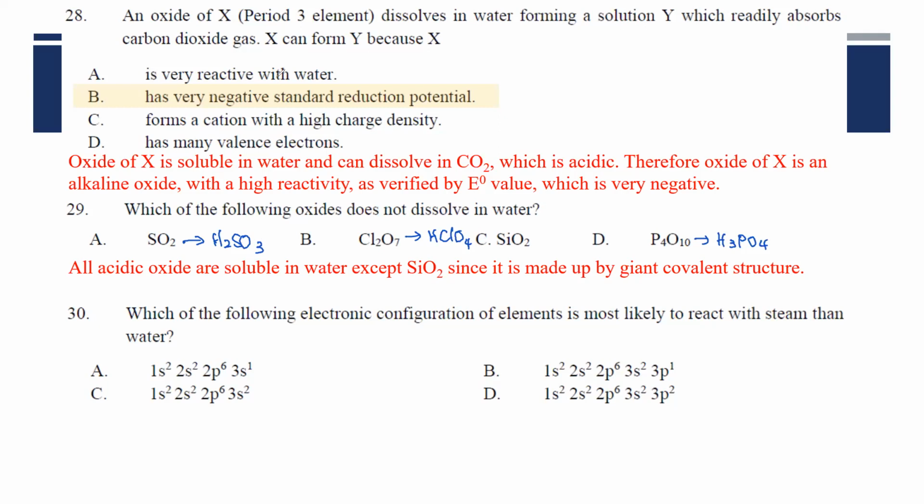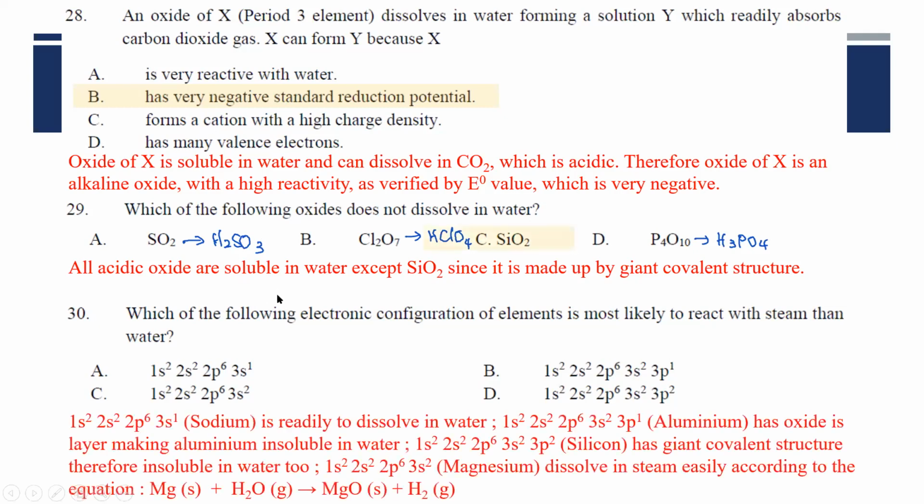And then number 30, which of the following electronic configurations of elements is most likely to react with steam to form water? In here, it is usually group 2, as we already learned. So it is supposedly magnesium. So the best answer in here is C.